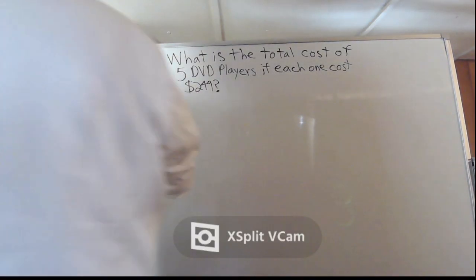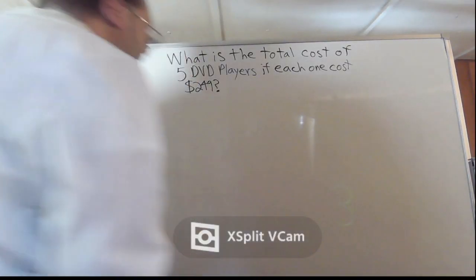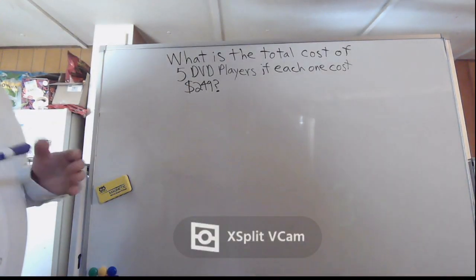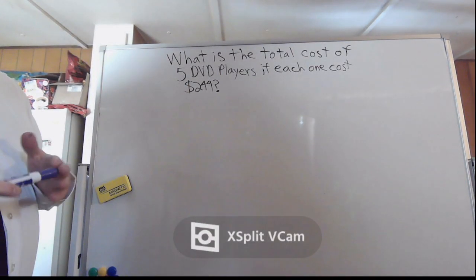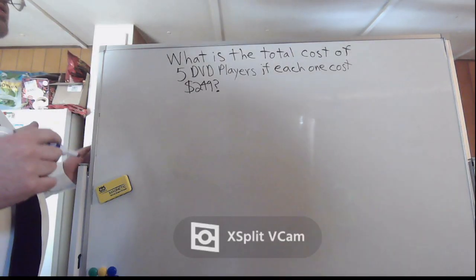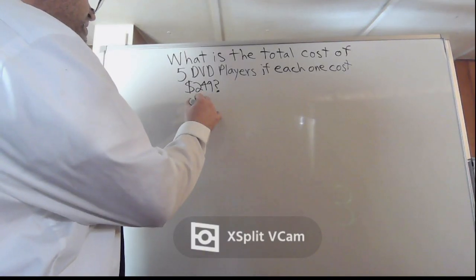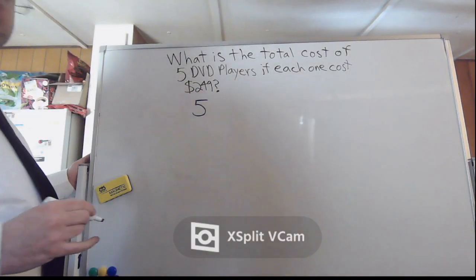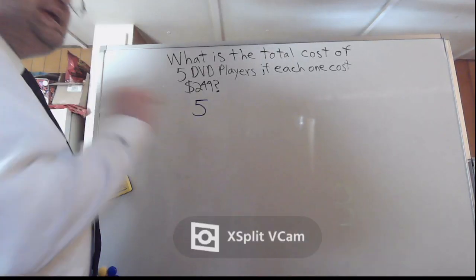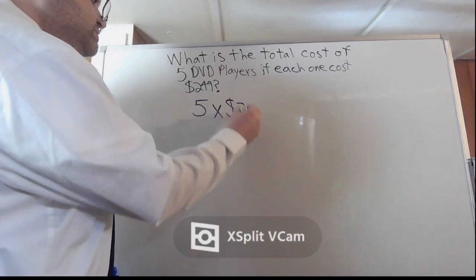Okay, so let's read this problem, understand what it's asking here. What is the total cost of 5 DVD players if each one costs $249? So that tells you there are going to be 5 players. There are 5 of them. They're $249 each, so that's going to be times $249.